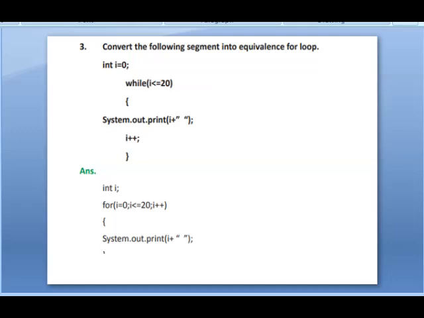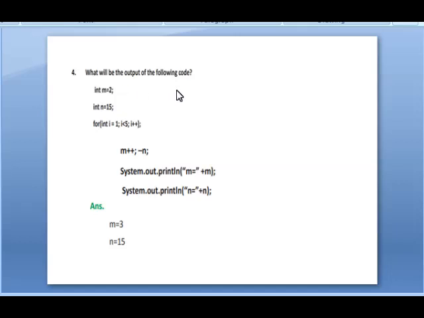Next is question number 3. Convert the following segment into an equivalent for loop. The given program segment is in a while loop. We are going to convert it into a for loop. Okay. For loop syntax is the initial value, then the test condition, then the incrementer or decrementer operator, and print the value.